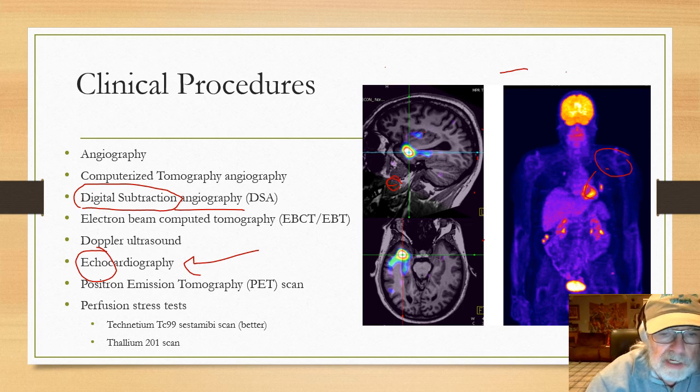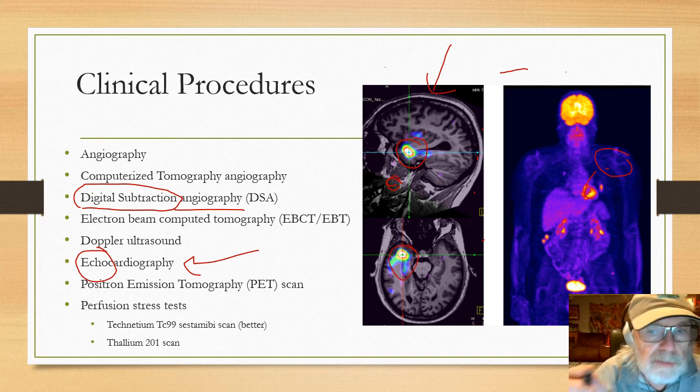So what we're seeing right here on this one over here, here's obviously a brain, and we see this area right here, which is a hot spot, which is some type of a tumor in the brain.